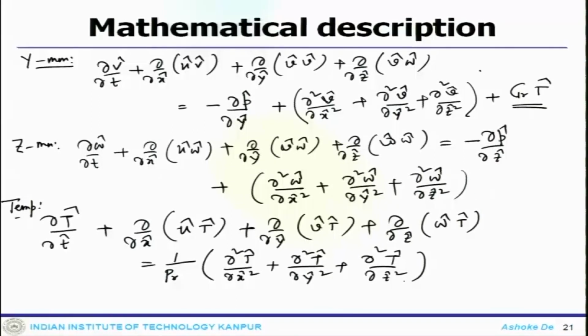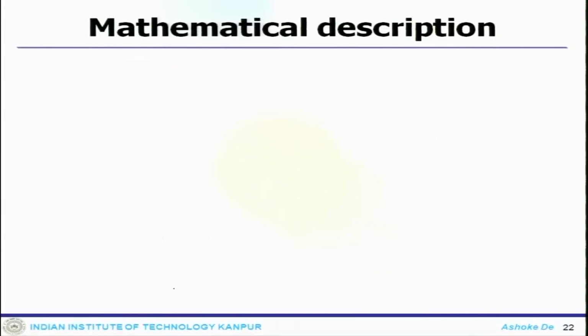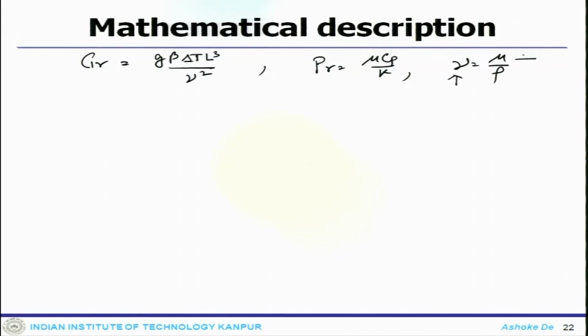So, if you look at it, there is another component or term which comes in the temperature equation. Essentially your Grashof number is g beta delta t L cube by nu square, and Prandtl number is mu Cp by k, where nu is your mu by rho. This is kinematic viscosity, this is dynamic viscosity, this is density. So, once you do the non-dimensionalization, then you come across different non-dimensional parameters.